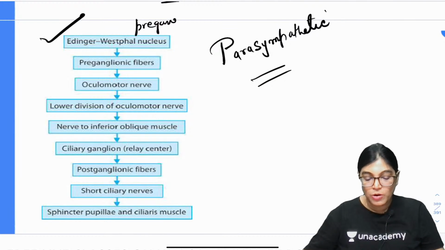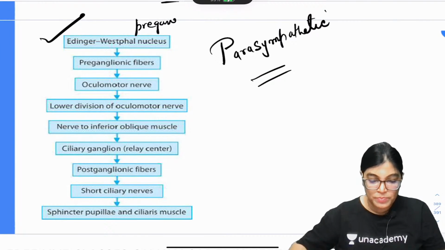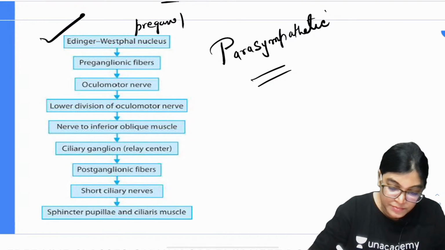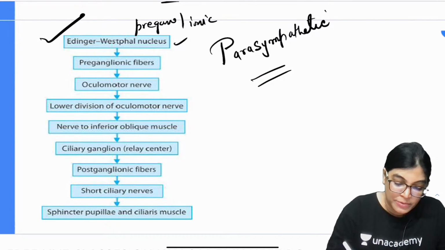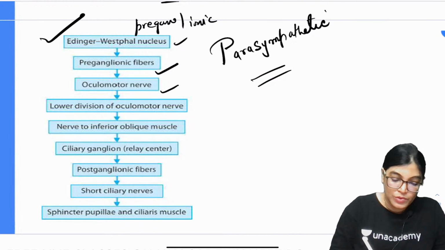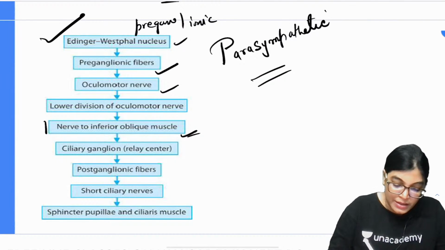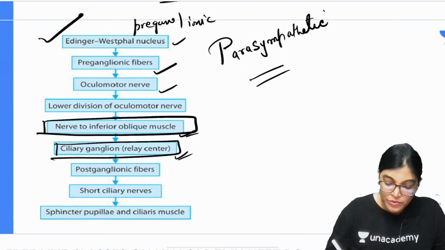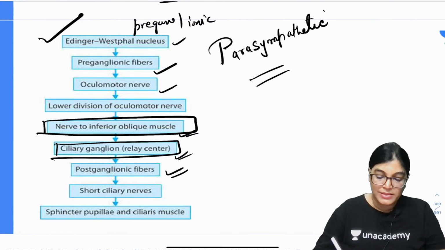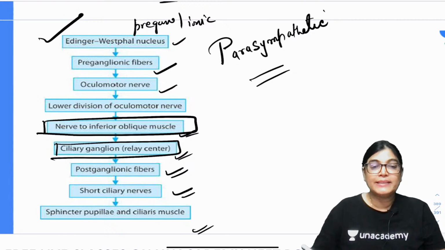when we are talking about the preganglionic fibers. So, preganglionic fibers arising from Edinger-Westphal nucleus located in midbrain, oculomotor nerve, lower division of oculomotor nerve, then nerve to inferior oblique. The relay center is ciliary ganglion. From here, postganglionic fibers arise, and via short ciliary nerve, it is supplying sphincter pupillae and ciliaris muscle.